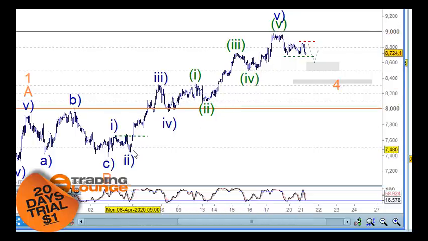But at the end of the day, this may not be wave 1 here either. We may end up putting wave 1 on top here and wave 2 here, and then we've got a nice strong third wave here.